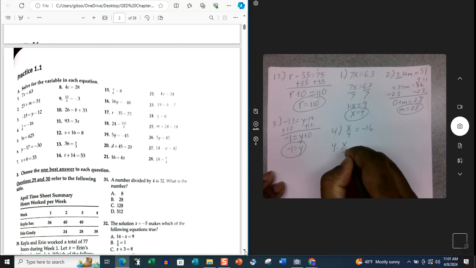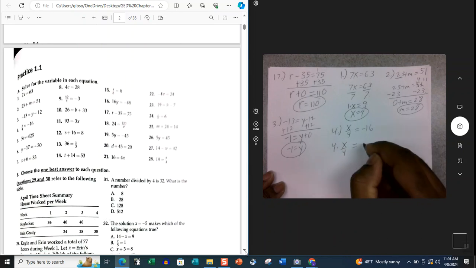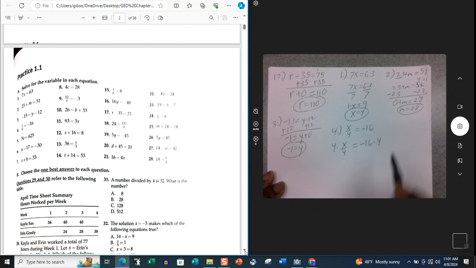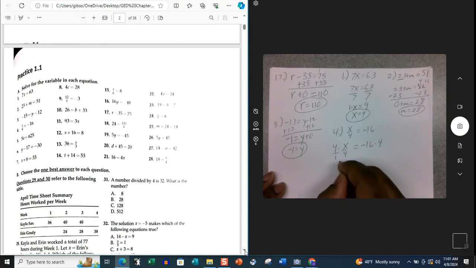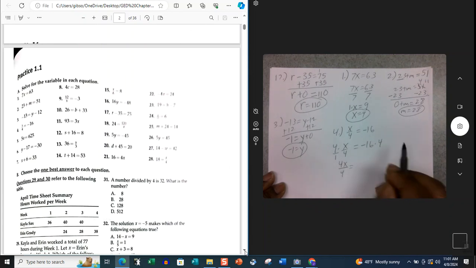So this will become 4 times x over 4, and this will be negative 16 times 4. We multiplied each side by 4. Now we know this is really 4 over 1. So this would be 4 times x is 4x, and 1 times 4 is 4. Negative 16 times 4 is a negative 64 when we multiply those values. 4 divided by 4 is 1. So we have 1 times x equals negative 64. And this will be x equals negative 64.